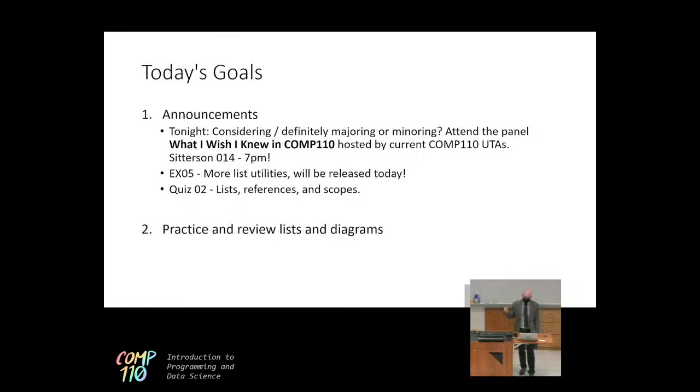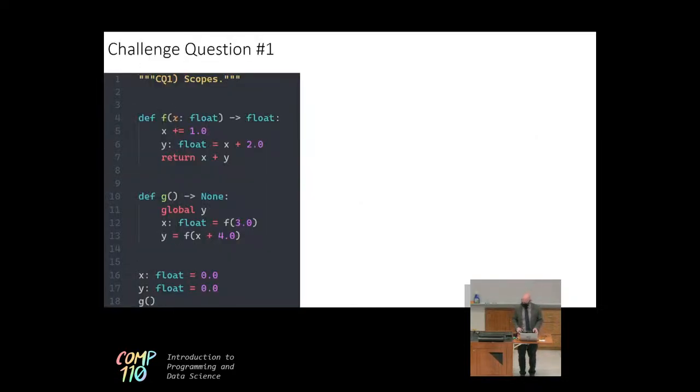So today we will be doing practice diagrams. I would encourage having paper out and a pen or pencil, and we're going to jump right into it because I want a lot of time to be able to discuss questions that come up on these problems. So this first challenge question looks pretty simple, right? We've got two function definitions and some global variables being defined.